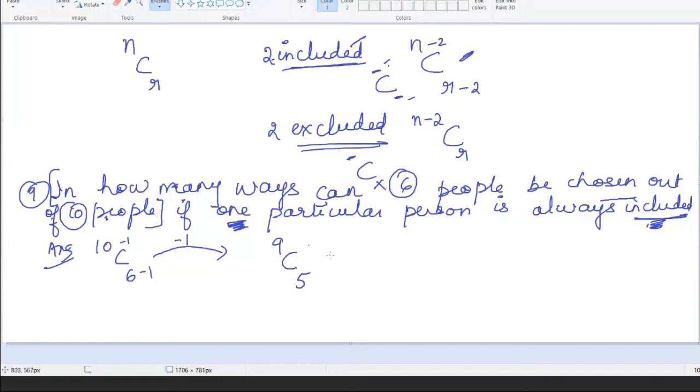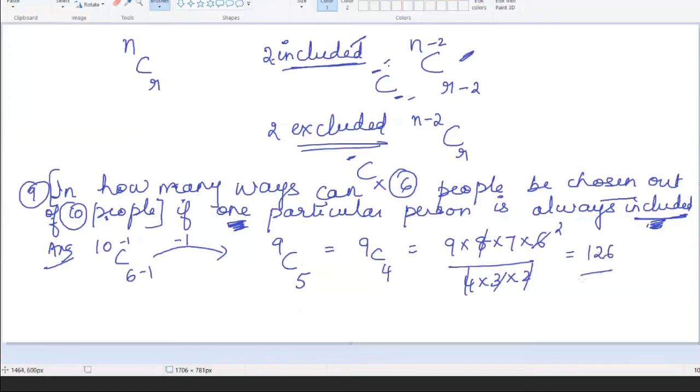Is the idea clear? Yes. So 9C5 is also equal to 9C4, isn't it? So what is this answer? 9 into 8 into 7 into 6 by 4 into 3 into 2 into 1. So 4 2s are 8 gets cancelled, 3 1s are 3, 2 3s get cancelled. Yes, what is your answer? 126. Yes, very good. 126. Complete quickly.